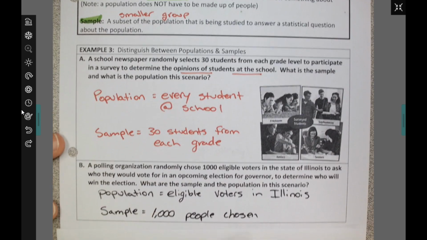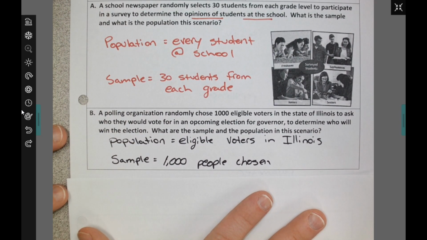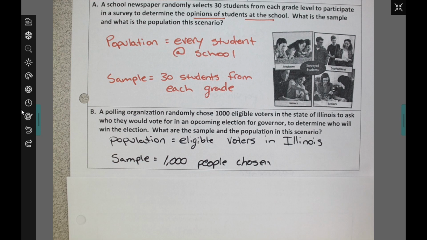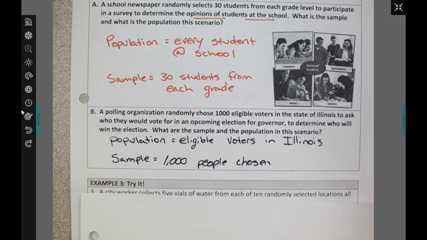B, you have a polling organization. They randomly choose 1,000 eligible voters. Again, they want to know, what is the sample and population? This one's a little different. Your population would be every person that is eligible to vote in Illinois. It's not everybody in Illinois, it's just the eligible voters because they're worried about an election. The sample, however, would just be the 1,000 eligible voters that they chose. So not all of the eligible, just the 1,000 eligible they chose.